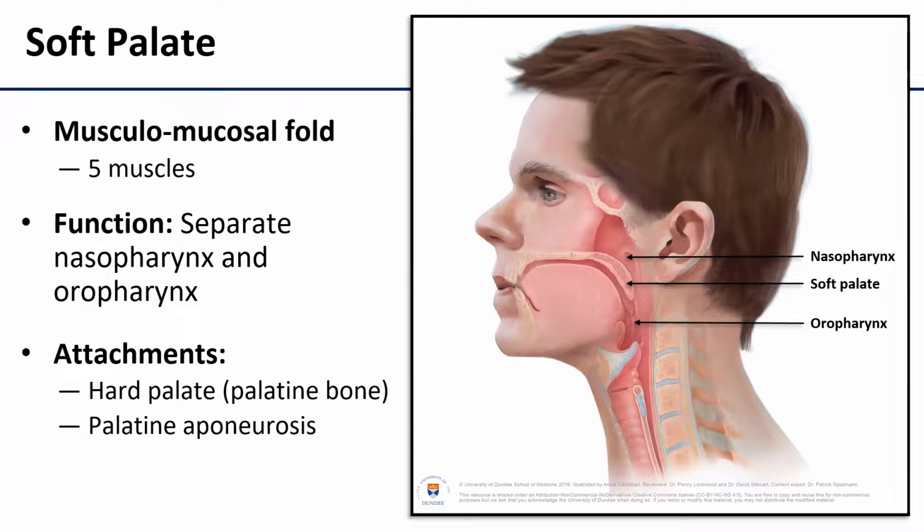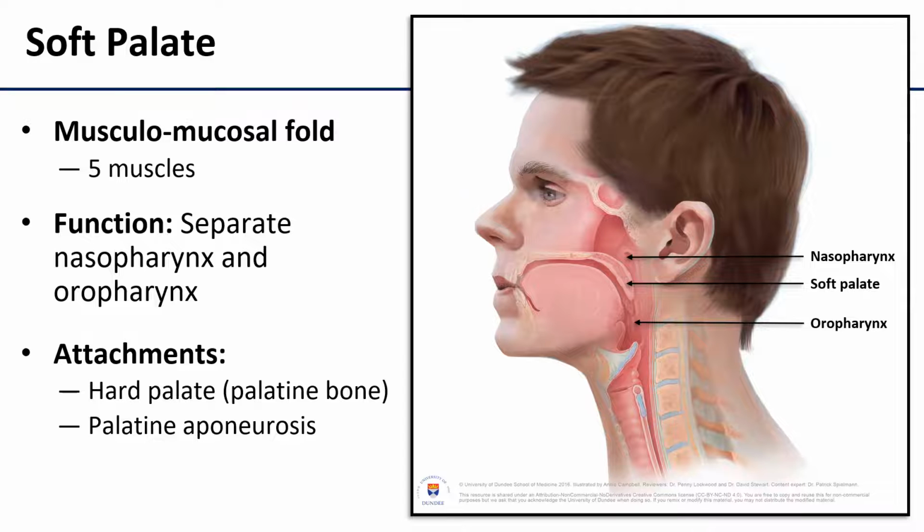The soft palate is typically described as a musculomucosal fold. Now, what this means in plain English is that it is a structure that has a bulky core of striated muscle fibers and an outer layer of mucous membrane. There are actually 5 muscles that are going to contribute to that core, and we're going to be talking about them in more detail as we move through the material here.